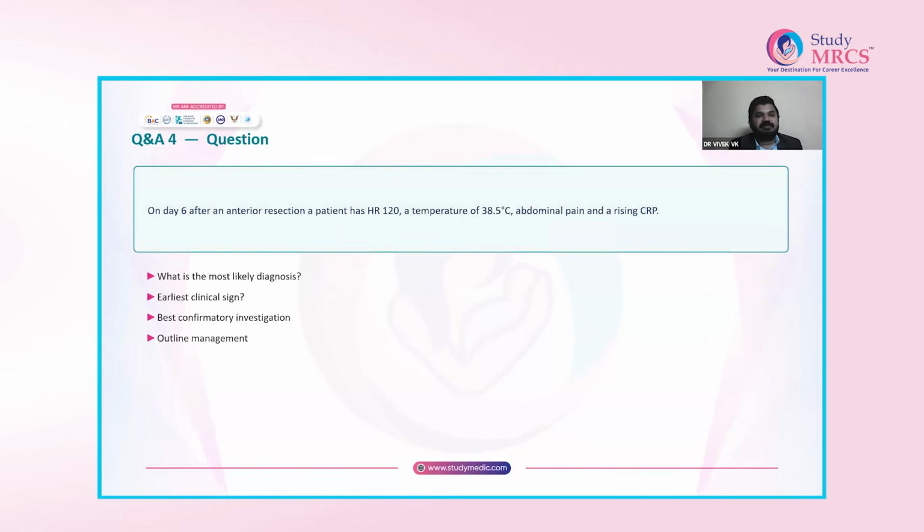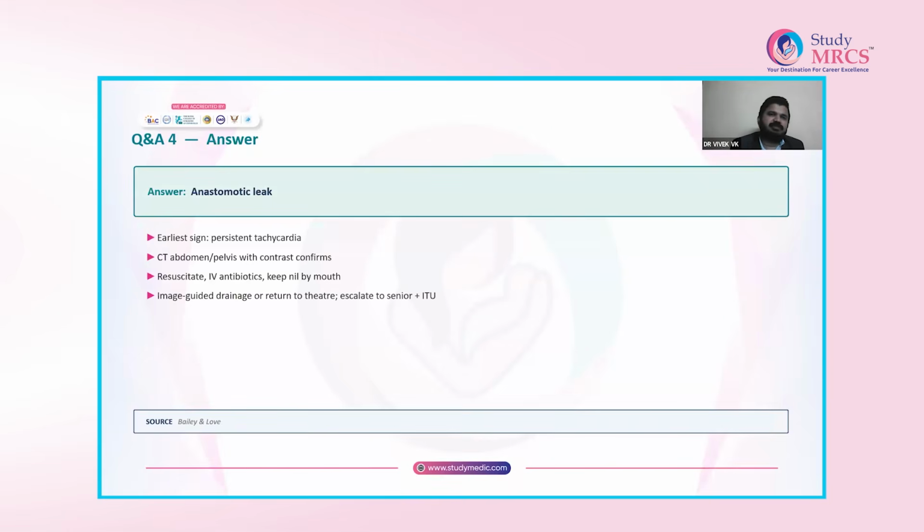On postoperative day 6 after an anterior resection, the patient has tachycardia, fever, and abdominal pain with a rising CRP. So that is an anastomotic leak. What is the earliest sign? There is a persisting tachycardia. So how will you identify an anastomotic leak? The investigation of choice is a contrast enhanced CT scan.